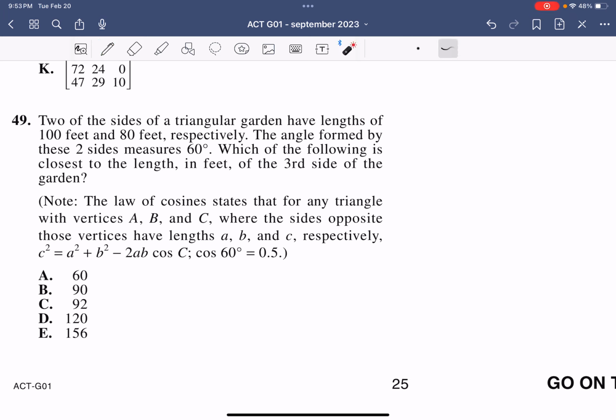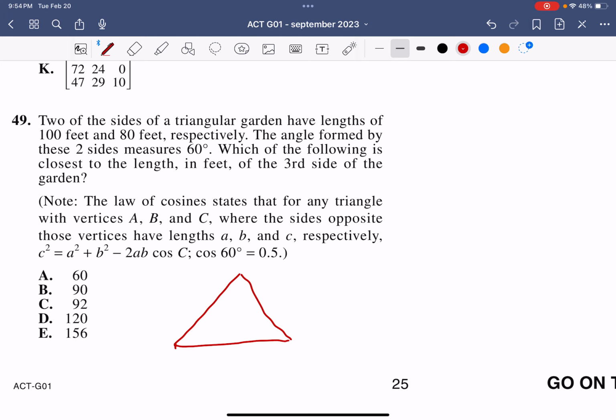And it says, note, the law of cosines states. So you have to use the law of cosines. I'll explain what that is right now if you don't know what that is. The law of cosines is a way that, if you have a non-right triangle, you can find some of the angles and sides by using this relationship I'm about to show you.